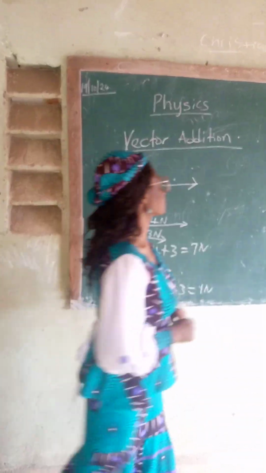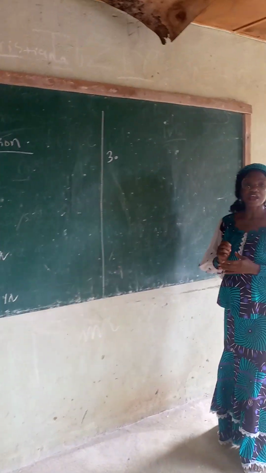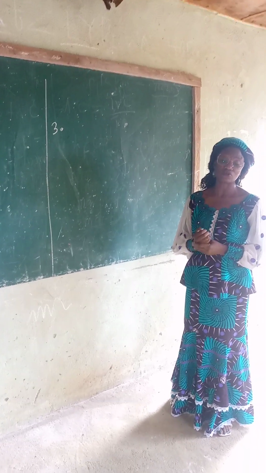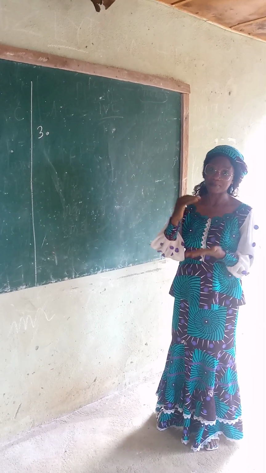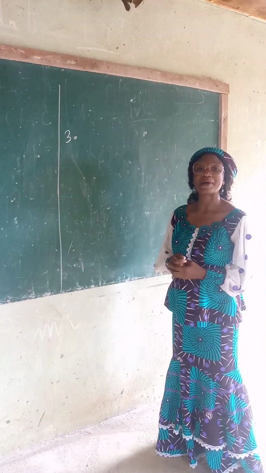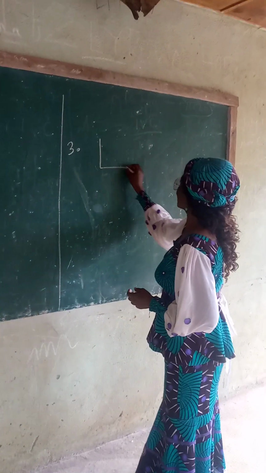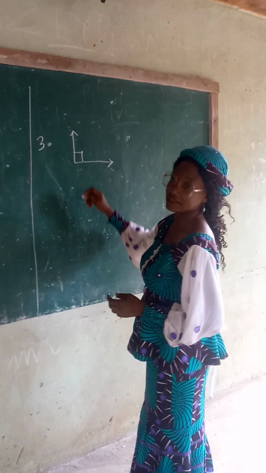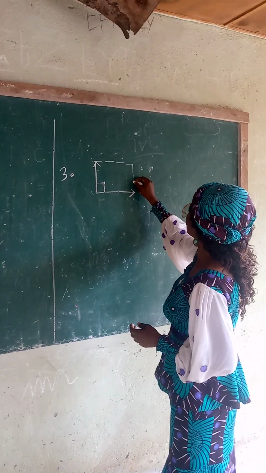Rule number 3: if the 2 vectors are inclined at 90 degrees, sometimes you get to hear perpendicular. That means if the 2 vectors are perpendicular to each other, we use what we call the Pythagoras theorem to solve. So, if the 2 vectors are inclined, it means it's going to be this way at an angle of 90 degrees. So, if we complete this, you have something like this.